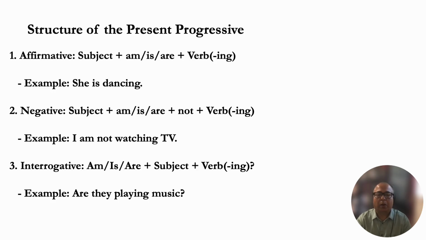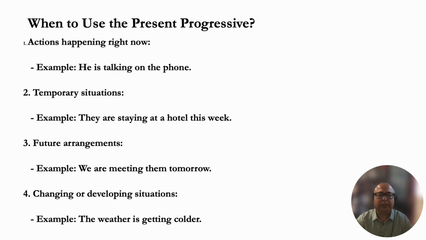So they are playing music. That's an affirmative. A negative sentence would be they are not playing music. And a question would be, are they playing music? Yes, they are playing music. Or no, they're not playing music. Okay? So far, so good? Very good. Let's move on.